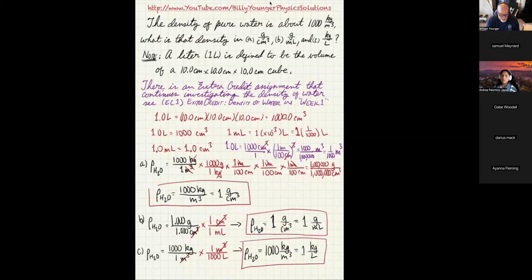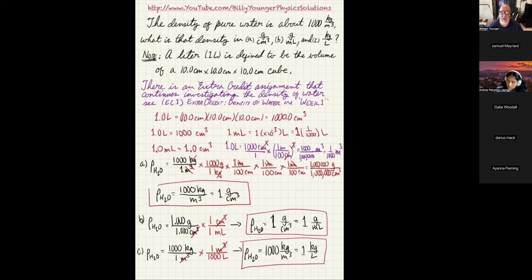That's why I mentioned in purple here, there is an extra credit assignment that continues investigating the density of water. See extra credit 1, in parentheses EC1, extra credit density of water. It's in the week 1 module of your Canvas page. So if you want to do that, you can do it. What it does is it converts it to some other systems of units. For instance, if you've ever taken a scuba diving class, there's a specific density of water that they use there.